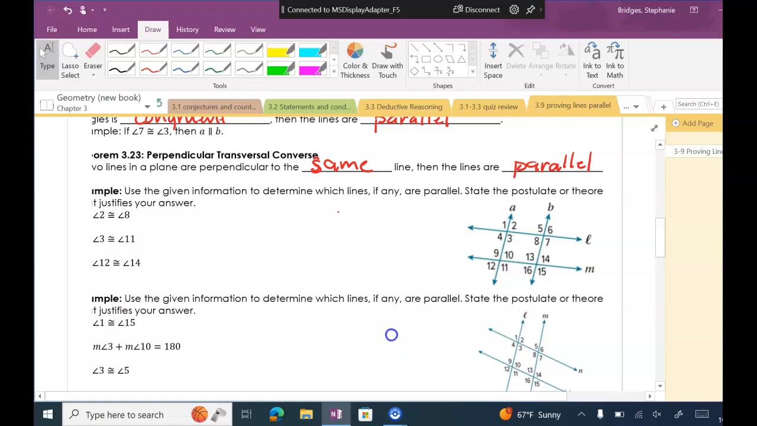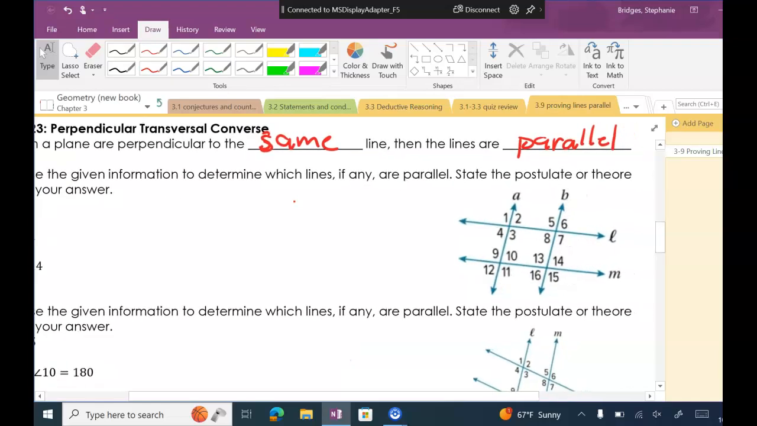So let's look. If angle 2 is congruent to angle 8, okay, everybody look at angles 2 and 8. I want you to decide, first of all, what kind of angles are they? Alternate interior, alternate exterior, same side interior, same side exterior, or corresponding? Alternate interior. So in order for those to be congruent, what 2 separate lines do they touch? A and B or L and M? Look at angle 2 and angle 8. I'm wanting to know what 2 lines they touch that look parallel, A and B or L and M? A and B.